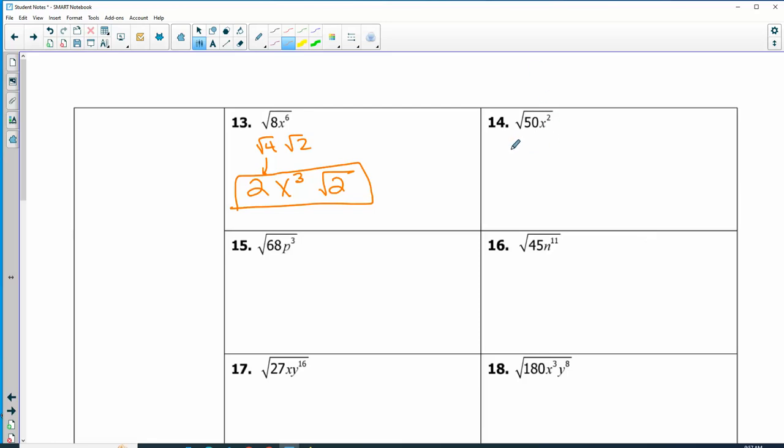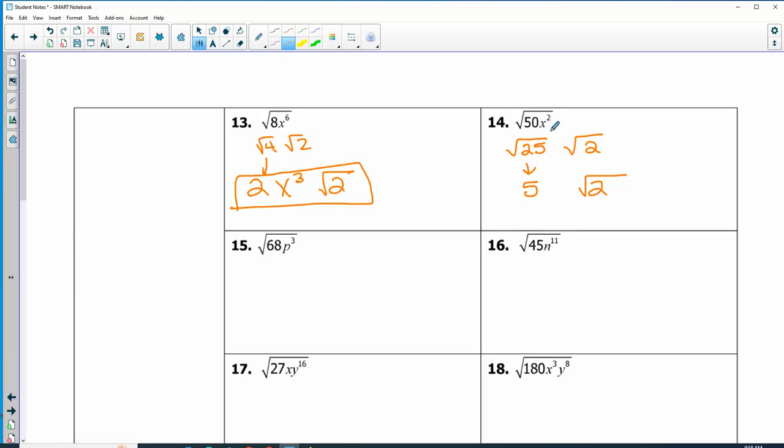The square root of 50. What perfect square goes into 50? 25. So 50 is 25 and 2. The square root of 25 is 5. So when you do the square root, that radical goes away. I cannot do the square root of 2, and I can't break it down anymore, so it stays underneath.